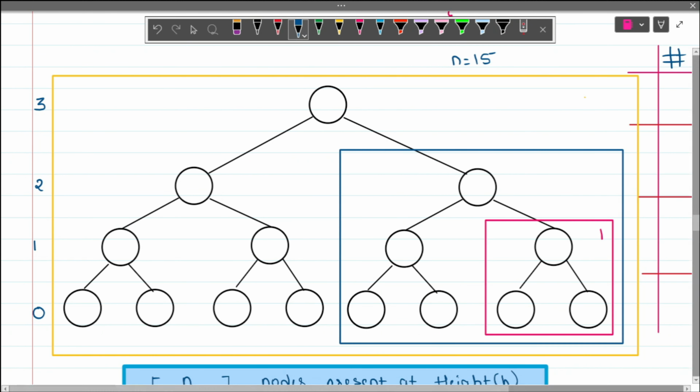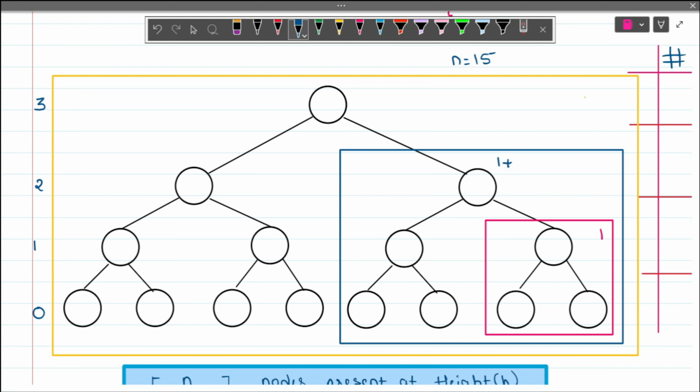So this will be 1 plus. Now let's say this node is getting swapped with its right child with this one. Now again there might be a case that this node also doesn't satisfy the Max Heapify property, so it might swap with its left child or right child, right? So 1 plus swap happens at height 1. So the value of this will be 1. So overall it will be 2.